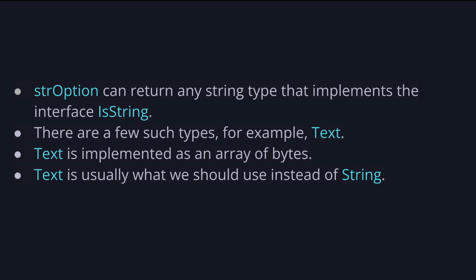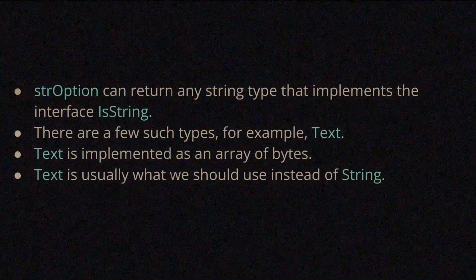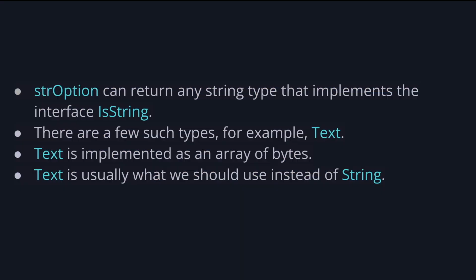Well, actually, string option can return any string type that implements the interface is string. There are a few such types, for example text, a much more efficient Unicode text type from the text package. It's more efficient than string because while string is implemented as a linked list of characters, text is implemented as an array of bytes. Text is usually what we should use for text values instead of string. We have not been using it up until now because it's slightly less ergonomic to use than string, and we don't actually need it to learn Haskell at the beginning, but it's often the preferred type to use for text.